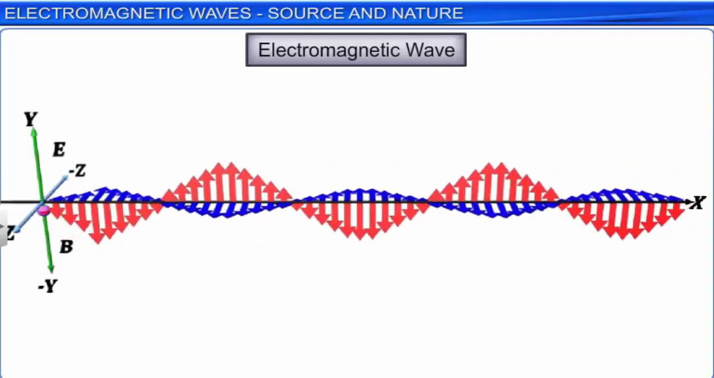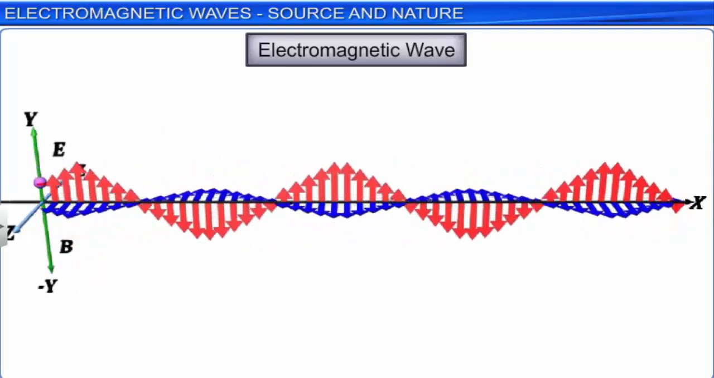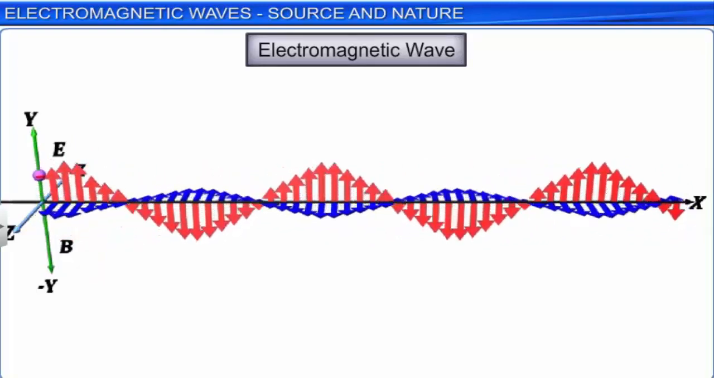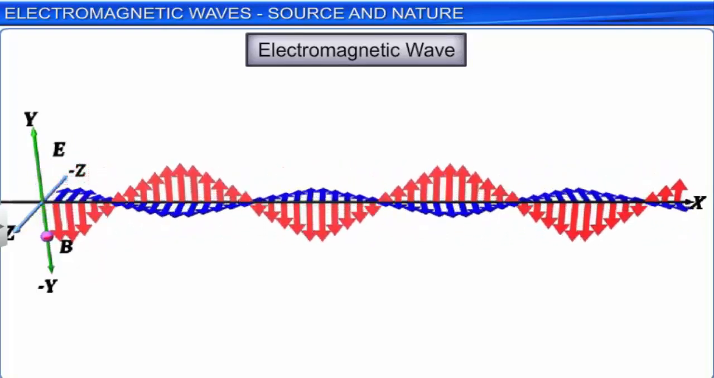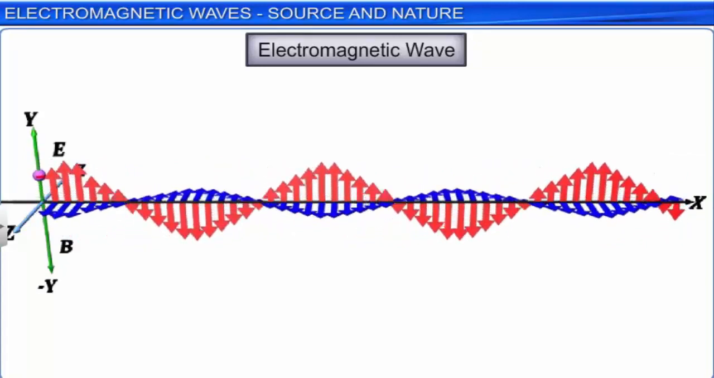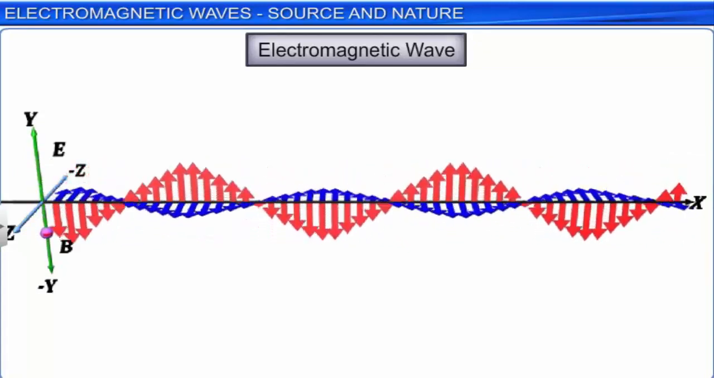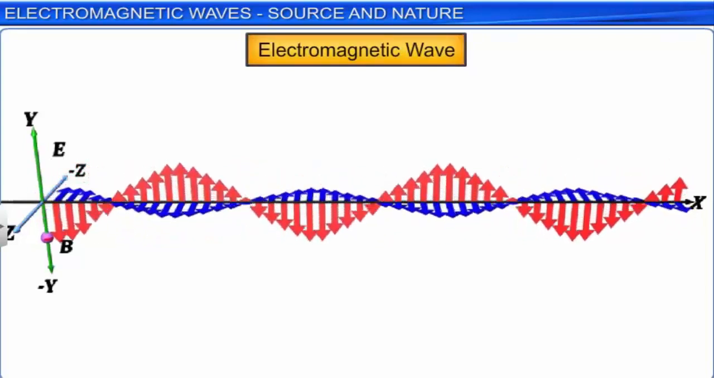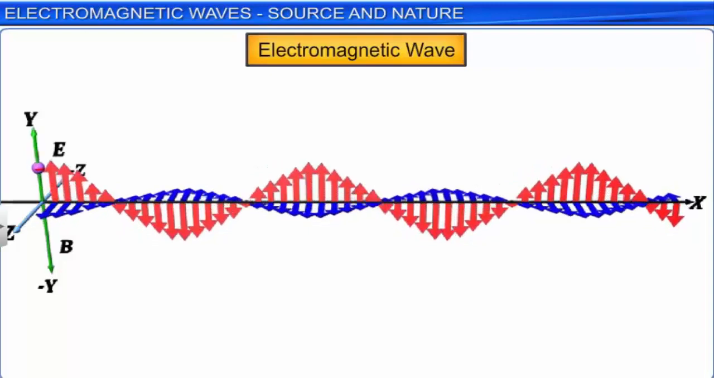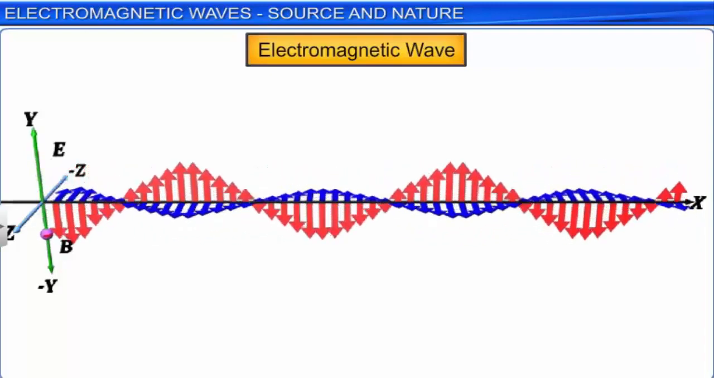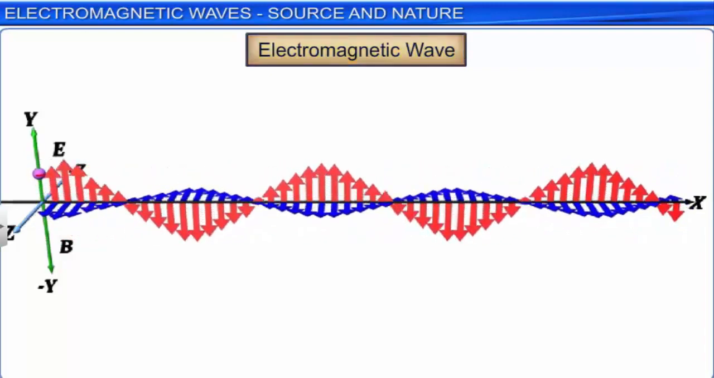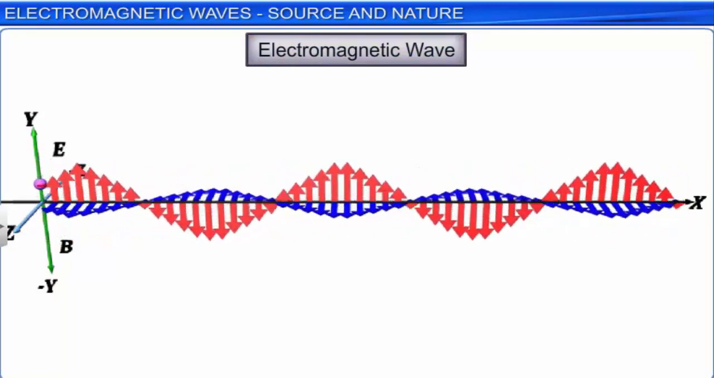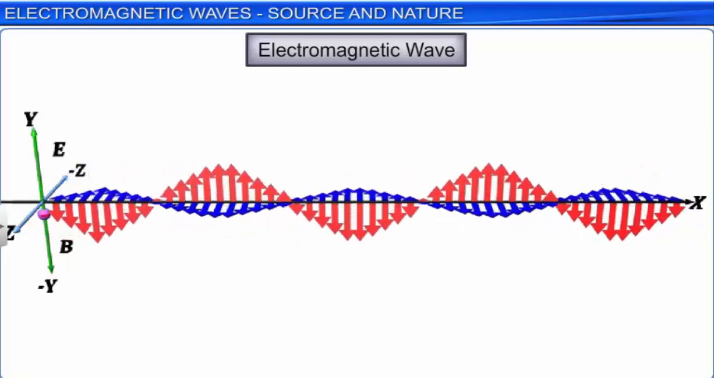Thus, the oscillating electric field and the oscillating magnetic field regenerate each other and propagate along the x-axis. This wave is called an electromagnetic wave. Its frequency is equal to the frequency of the oscillating charge. According to the law of conservation of energy, the energy lost by the oscillating charge converts into the energy of the propagating wave.